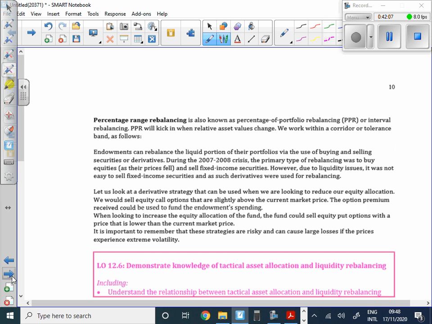Okay, good. Looking at the top of page 10, percentage range rebalancing says that I work within a corridor or a tolerance band as follows. Let's say, for example, here are my equities, and my equities can be within 20 to 30%. When they're within this band, I don't rebalance. If they move below 20 or above 30, then yes, I will rebalance. There's a whole technique and calculation behind it. I'm not going to spend too much time on that, but just know the concept behind it. We will see this again, by the way. Still more stuff coming on rebalancing. Have no fear.